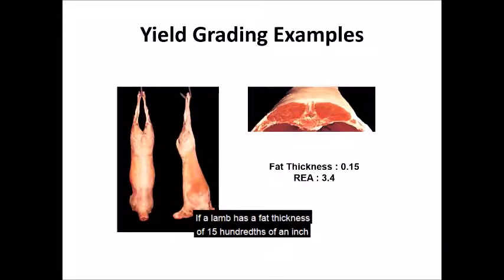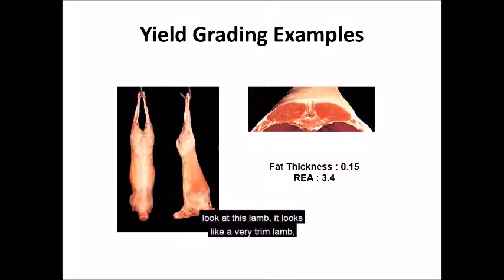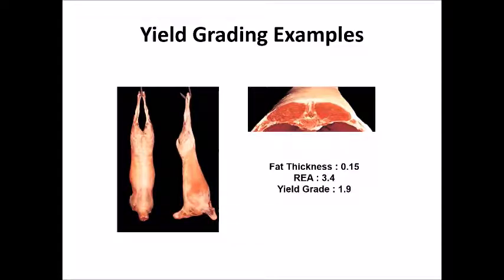Okay, if a lamb has a fat thickness of 0.15 of an inch and a ribeye area of 3.4 square inches, we look at this lamb, it looks like a very trim lamb, expressive muscle, there's a lot of shape there, and when we look at the cross section, we see a lot of red meat, not a lot of wasty fat. We would expect this to be a high yielding lamb, and it is. 0.15 times 10 is 1.5, plus 0.4 is yield grade 1.9. That falls into the category of yield grade 1, the highest yielding yield grade there is.